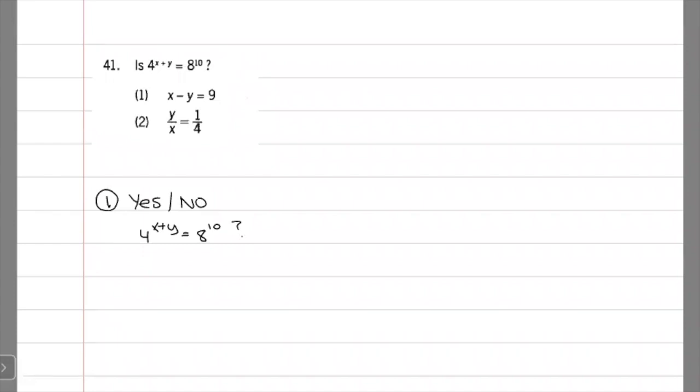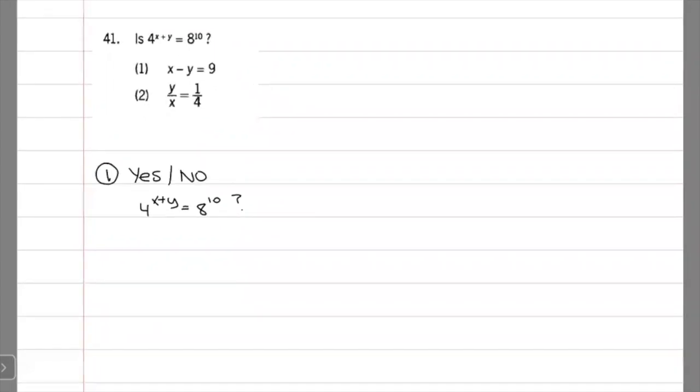And we can simplify that right away because we can see that 4 and 8 are both powers of 2. So you can think of 4 as 2 to the 2. So it's 2 to the 2 to the x plus y. And this one is 2 cubed to the power of 10. So then if you simplify, here you have 2 to the 2 times x plus y. You can just multiply them. And here you have 2 to the 30.